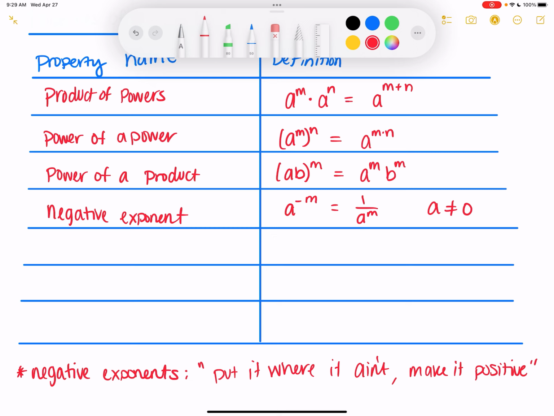All right, going back, 0 exponent. a to the 0 is equal to 1, and again, given that a is not equal to 0. If a is 0, we have bigger problems that you don't know about till calculus.